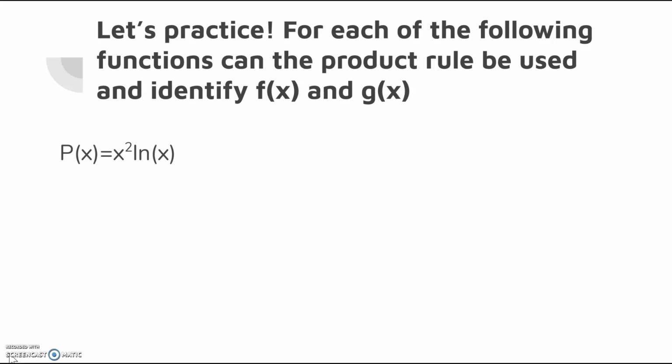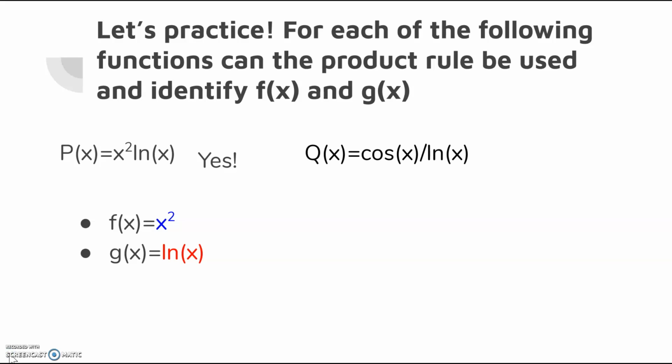In our first example, we have x squared times ln of x, which we can definitely use the product rule for. In this case, we see that f of x, or the first function, is x squared, and g of x, or the second function, is ln of x. So with this, we'd easily be able to use our product rule formula.